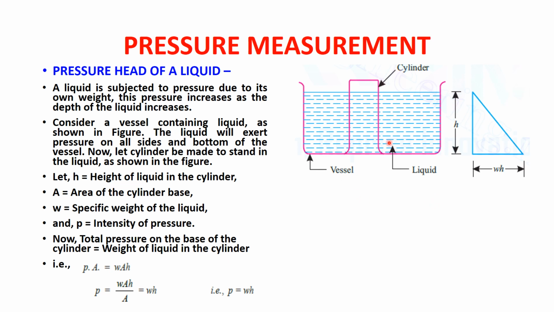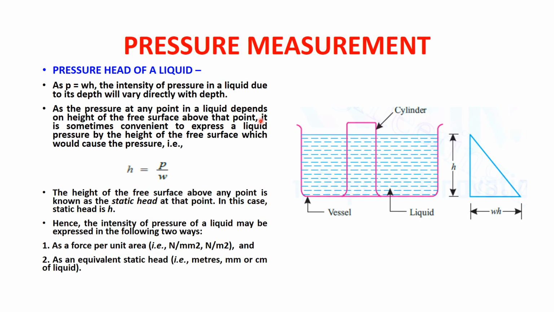The total pressure on the base of the cylinder will be pressure P into A. So force, that is P times A, is equal to the weight of the liquid in the cylinder, that is specific weight W into area A into height h. This is the weight of the liquid in the cylinder. The area A will cancel on both sides, so we get P = Wh. This is the value for calculating the pressure head of a liquid.